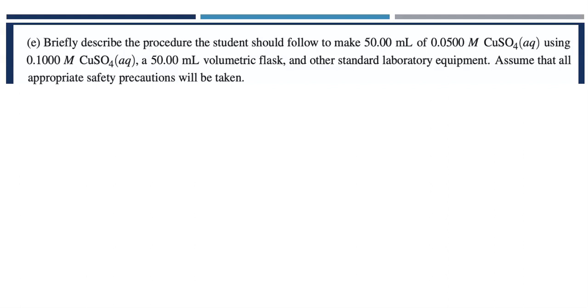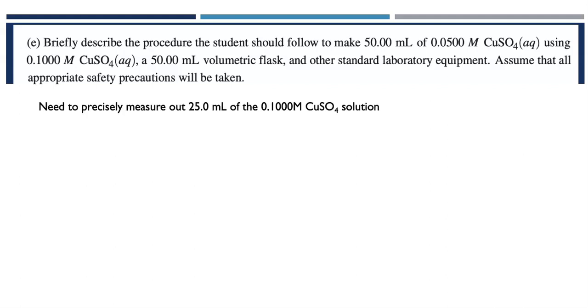Basically, welcome to the world of volumetric glassware, folks. How are we going to do this? Well, there are really two parts to what we have to do. First, we have to measure out the right amount of copper 2 sulfate and do it precisely, and then we need to get it to the final volume. Really, that's where we need to start. How can we precisely measure out 25.0 milliliters of this 0.1000 molar copper 2 sulfate solution? And your best choice is to use a 25 milliliter volumetric pipette.